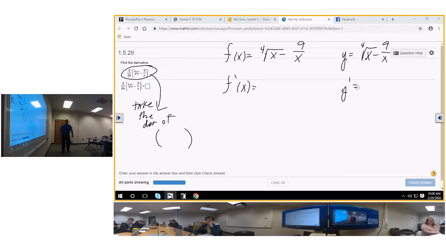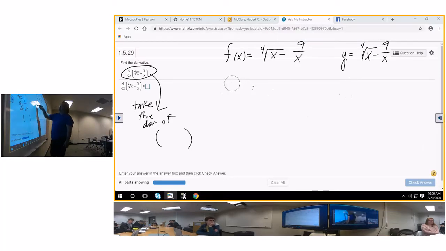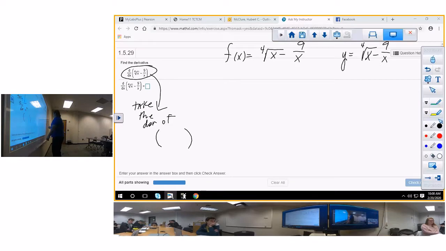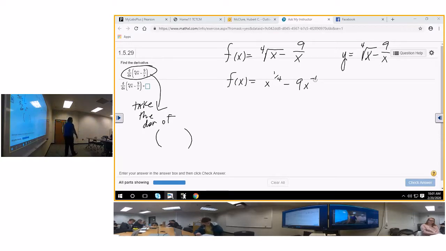Now, the second thing I'm going to do is rewrite the actual function. Remember what I told you. A lot of times, calculus wants you to rewrite before you even start. So, I'm going to rewrite this. F of x is equal to x to the 1/4 minus 9x to the -1. Now, you can take the derivative of both of those terms. This is a test question.